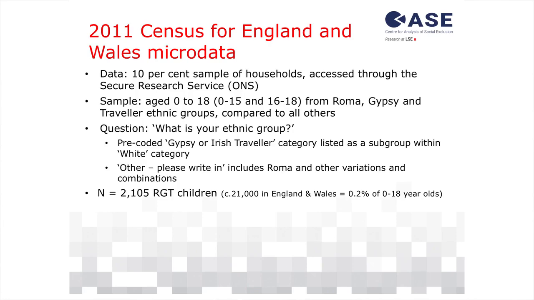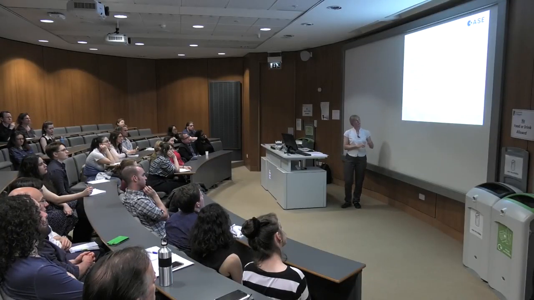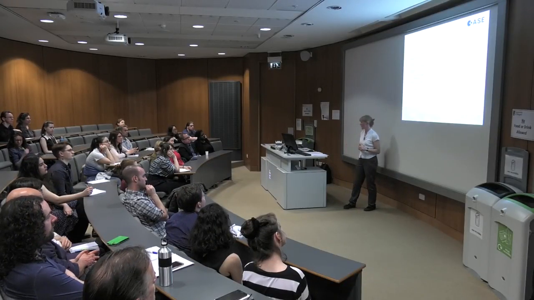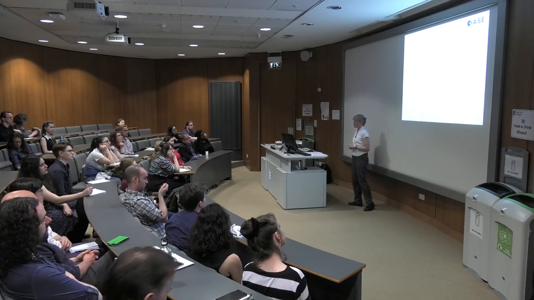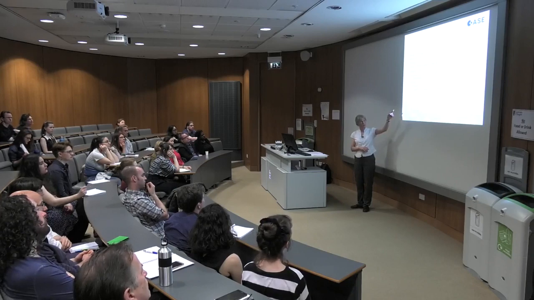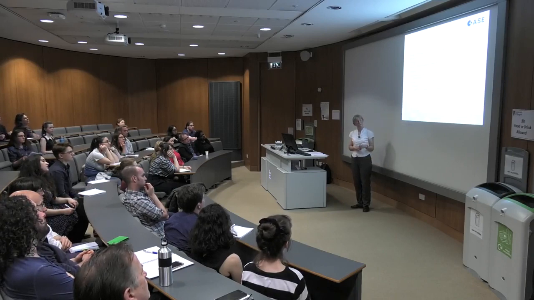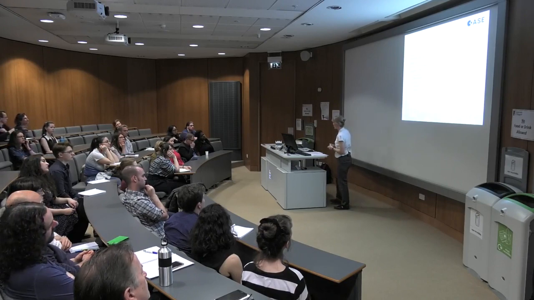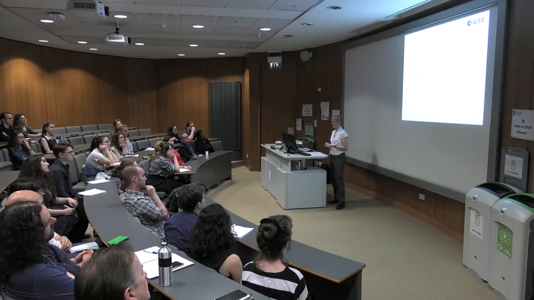And for the purposes of this analysis, we've taken all those who indicate any form of Gypsy, Sinti, Roma, or similar identifications as part of this overall group. It gives us a sample in this 10% sample of households in the census, accessed through the Secure Research Service, of just over 2,000 Roma, Gypsy and Traveller children, RGT children, which equates to about 0.2% of the 0 to 18-year-old population.